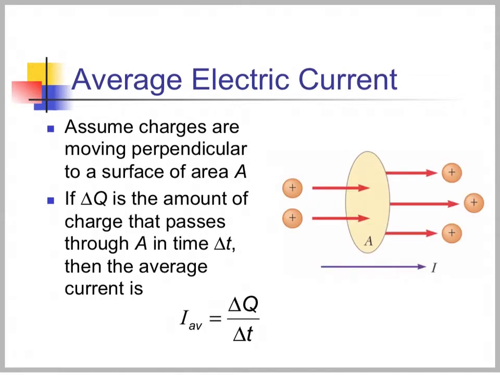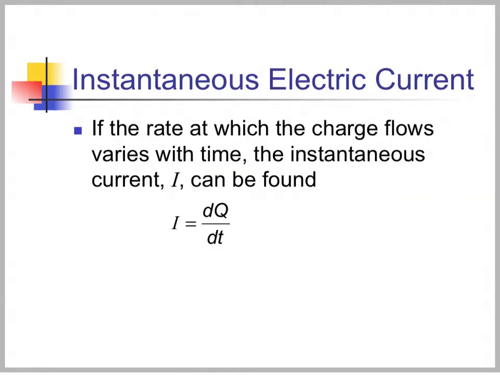So let's talk about the average electric current. Let's assume that we've got a system here where I have charges moving perpendicular to some surface area A. If delta Q is the amount of charge that passes through this A in time delta T, the average current through here is delta Q over delta T, the amount of charge per unit time. If that rate at which charge flows varies with time, then the instantaneous current can be found as dQ/dt.